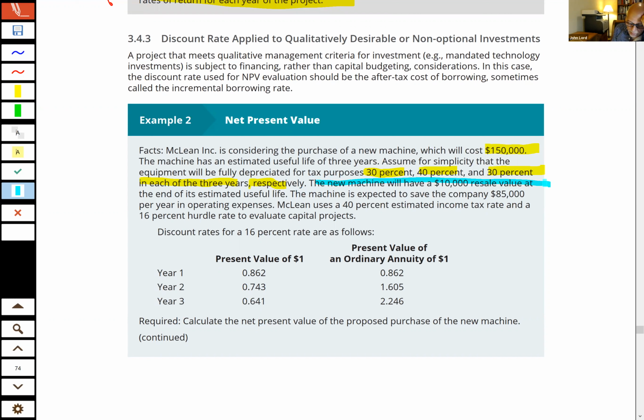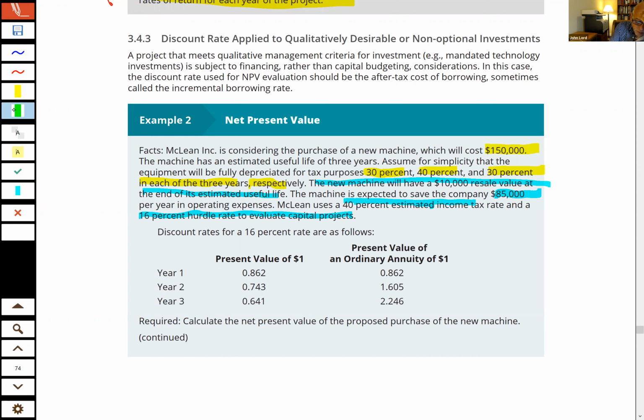The machine will have a $10,000 resale value at the end of its estimated life. The machine is expected to save the company, there's our cash inflow, $85,000 per year, and we have a 40% estimated income tax rate, and the hurdle rate is 16%.